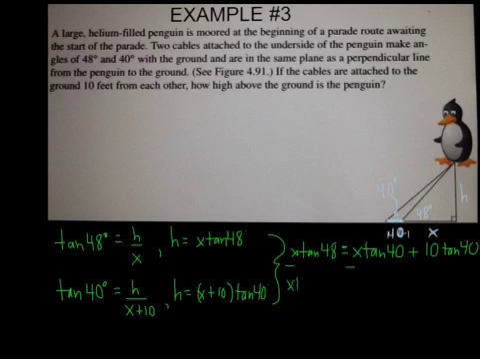So we will have x tangent of 48, take away x tangent of 40. Notice how x is all on the left-hand side of my equation now, and it equals 10 tangent of 40. This is not like Algebra 1. We cannot subtract these tangent values and get something absurd like tangent of 8 degrees. That doesn't make sense. It's not a property of tangent.